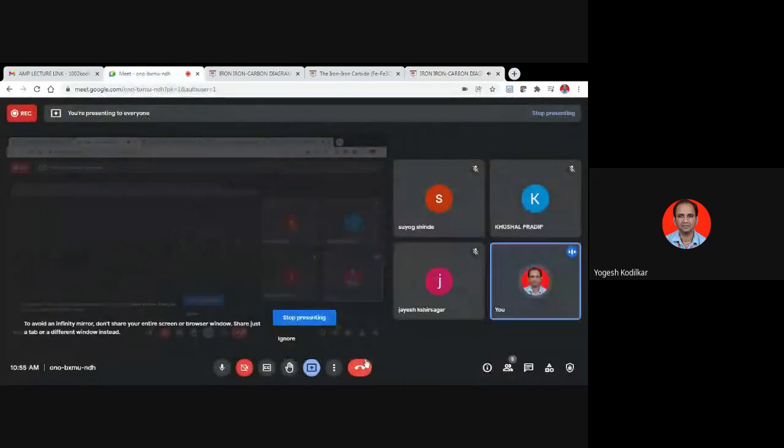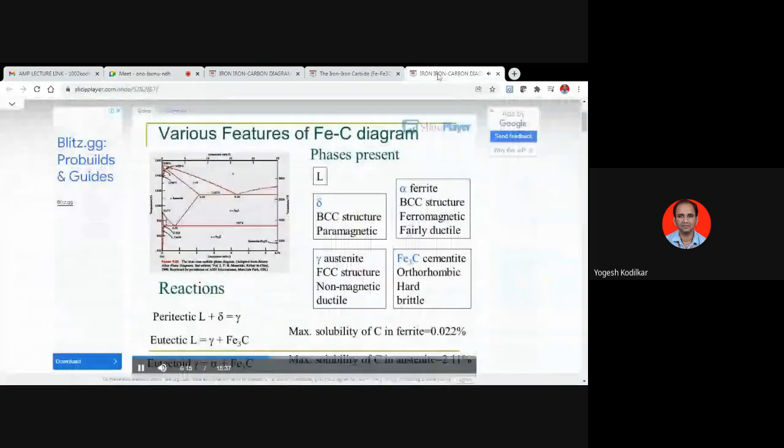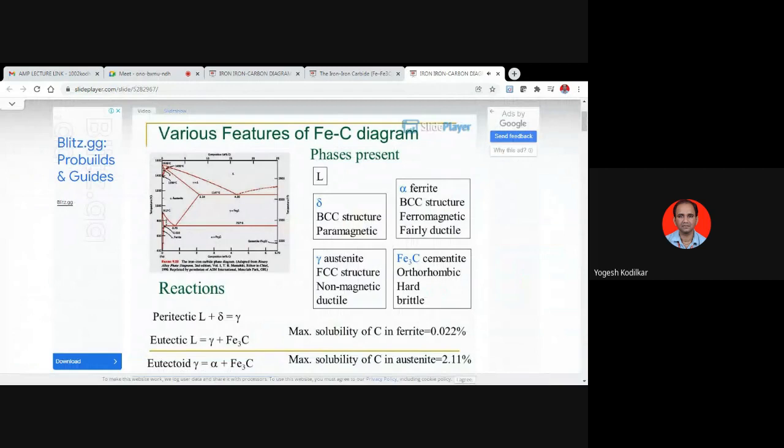Phases present: L, alpha ferrite, BCC structure, ferromagnetic, fairly ductile. Delta ferrite, BCC structure, paramagnetic. Gamma austenite, FCC structure, non-magnetic, ductile. Fe3C cementite, orthorhombic, hard, brittle. Reactions.